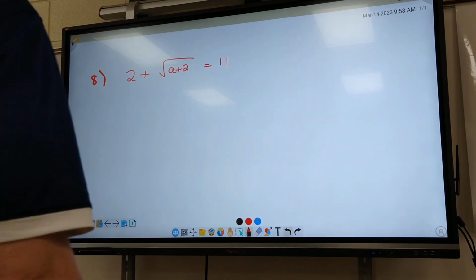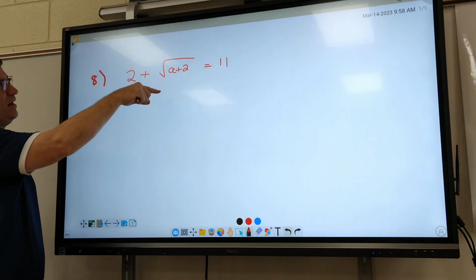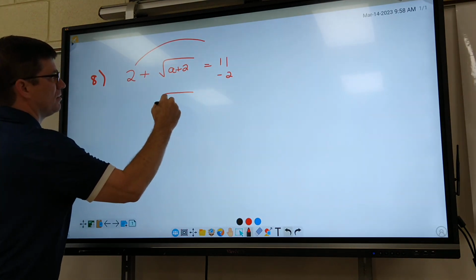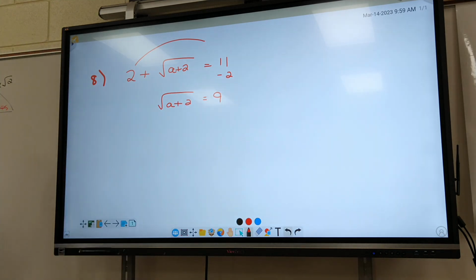If you guys remember doing the square root section, we got to get the square root by itself on the left side. So I got to move over plus 2, make it a minus 2. So my first step, 11 minus 2 is 9. First step's really easy.